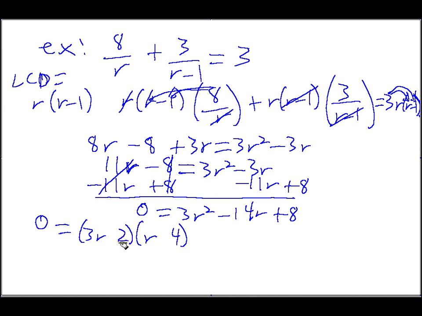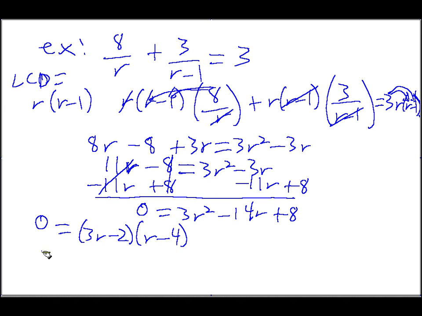Let's see. So let's check the middle term. See, that gives me 2r. This gives me 12r. 2r and 12r. Can I get 14? Yes, I can. But I need to make them negative. So negative 2r and negative 12r will give me negative 14r. So this is the correct factoring for this polynomial here.